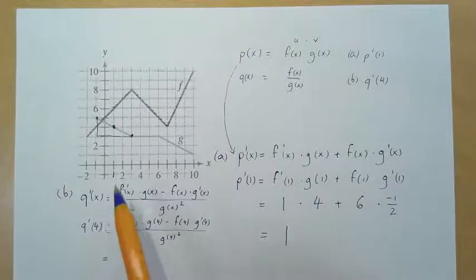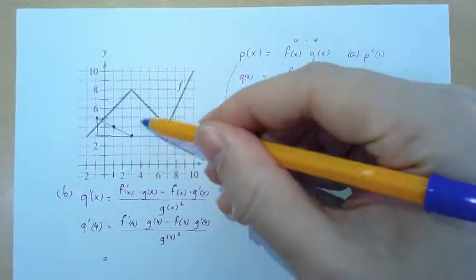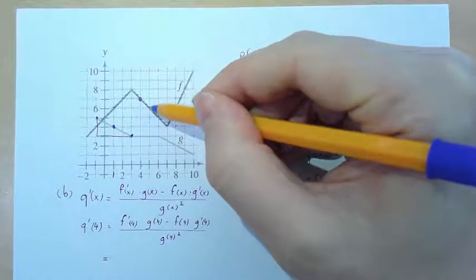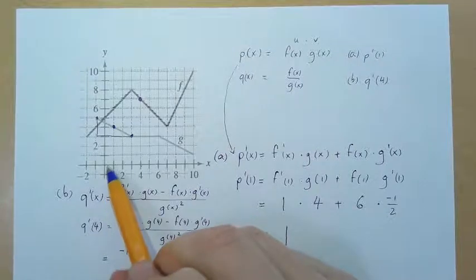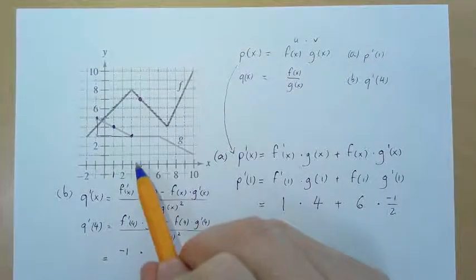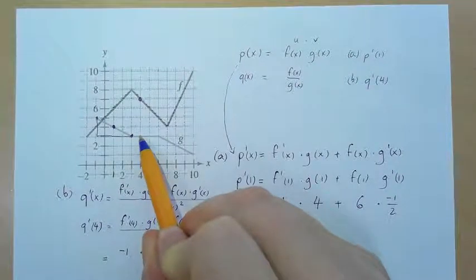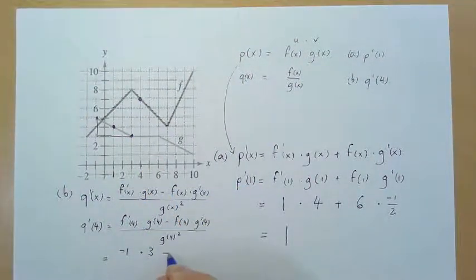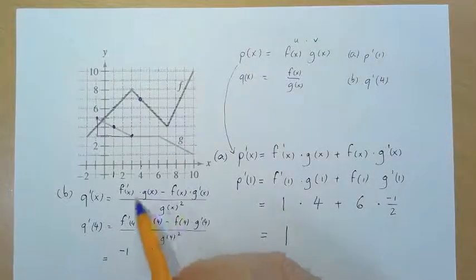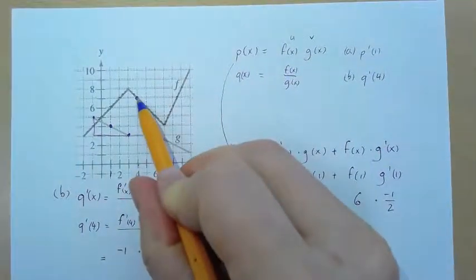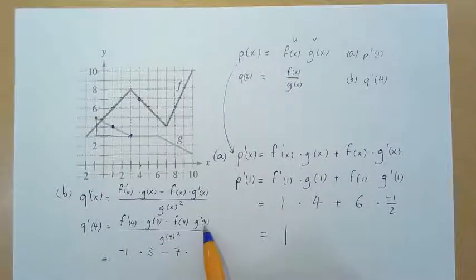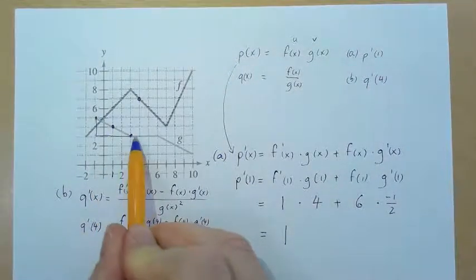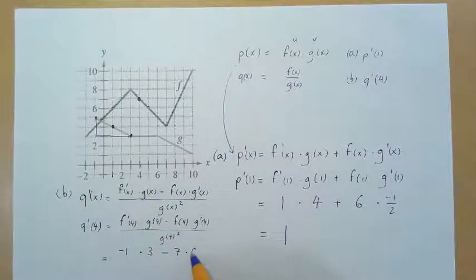F prime of 4. So at x equals 4, f prime means the derivative, it's negative 1. G of 4, so the value of g at x equals 4, it looks like it's 3. F of 4, the value of f at x equals 4, it's way up here, it's 7. And what is the slope of g at x equals 4? G is a constant line here, so it's 0.